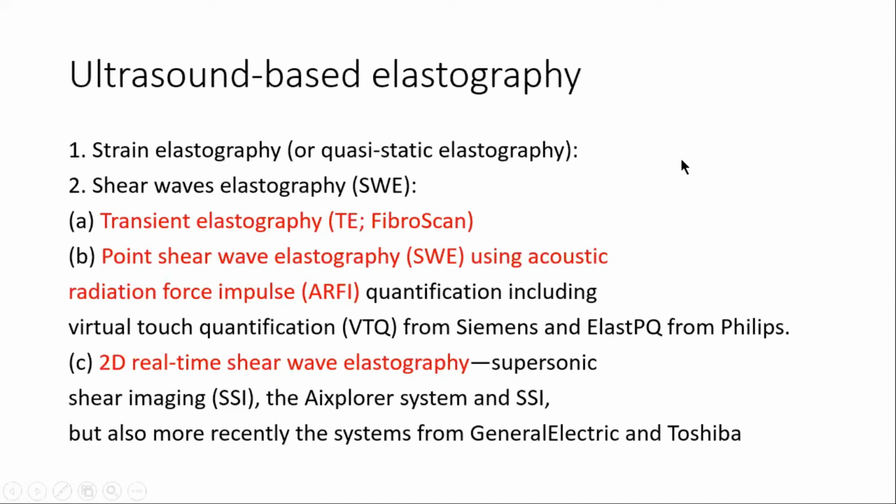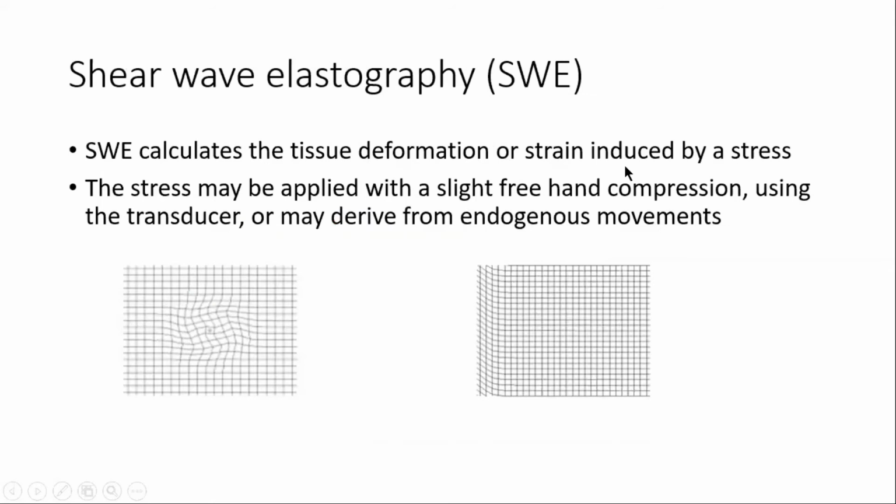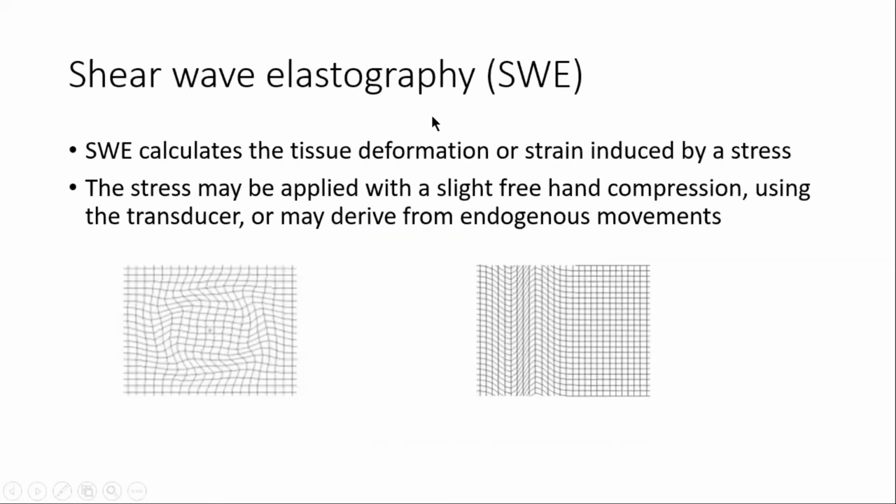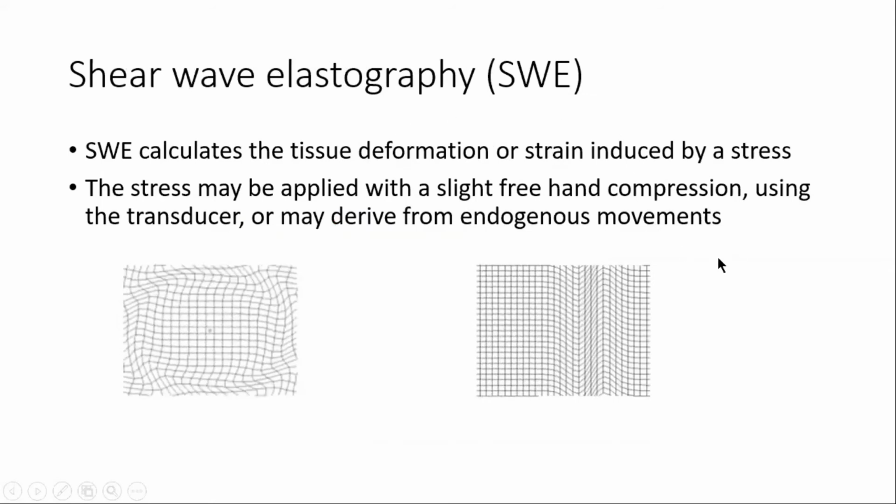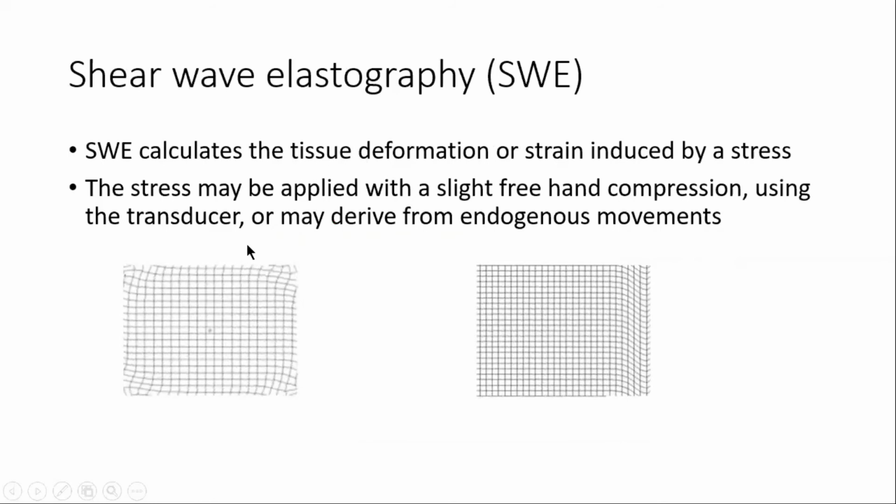Ultrasound-based elastography includes strain elastography or quasi-static elastography, and shear wave elastography, which is divided further into transient elastography or FibroScan, point shear wave elastography or acoustic radiation force impulse, and 2D real-time shear wave elastography, which is supersonic shear imaging. We'll talk about these further. What is shear wave elastography, or what is shear wave?